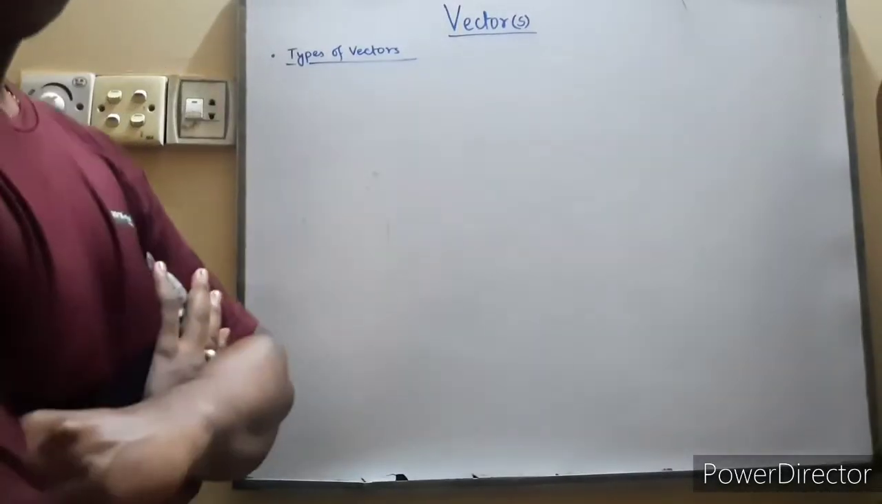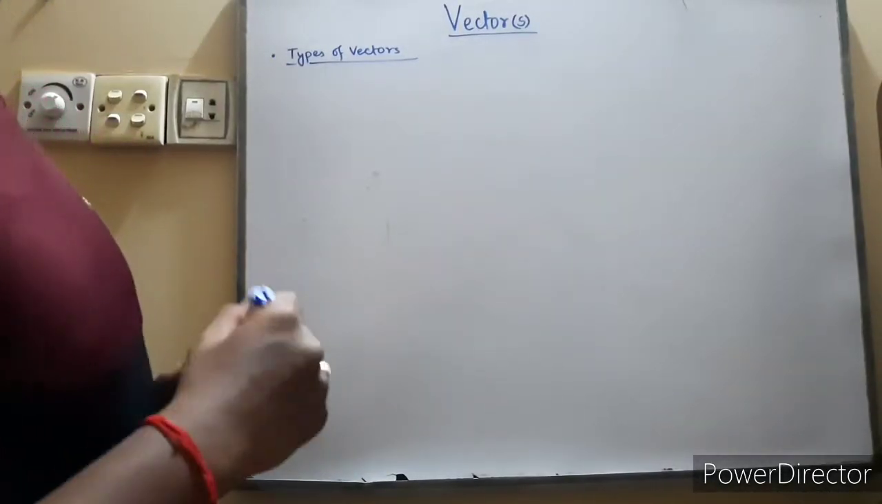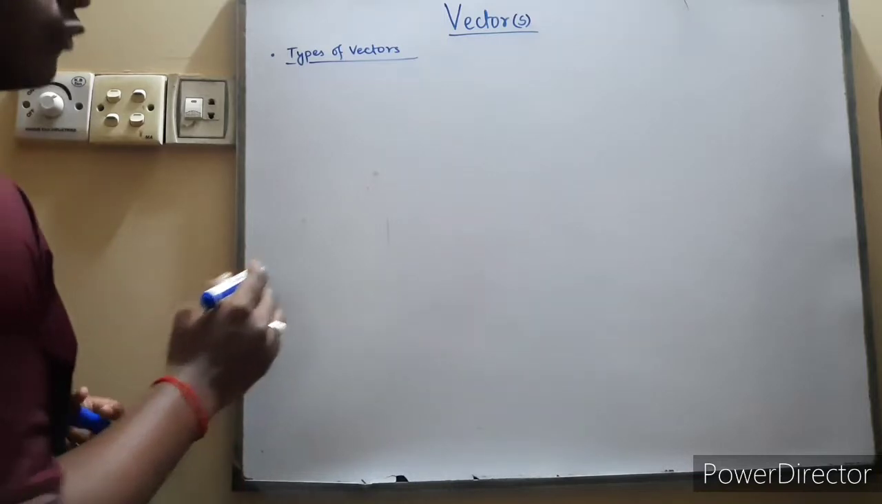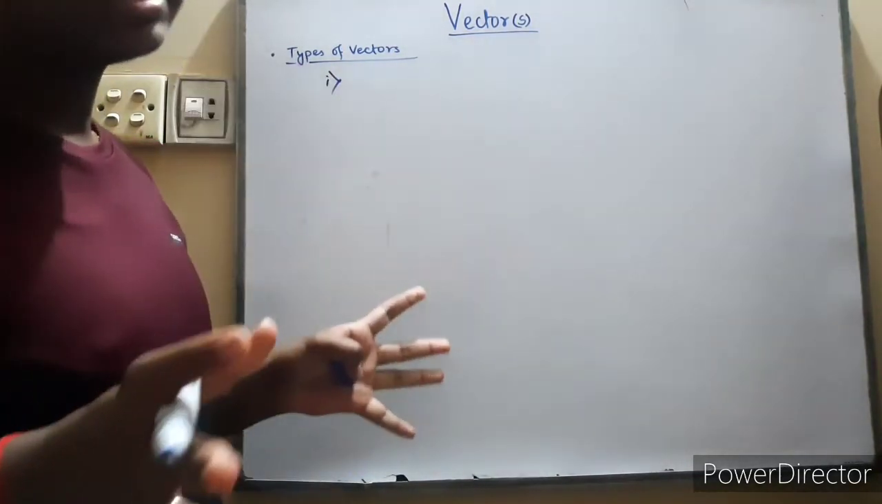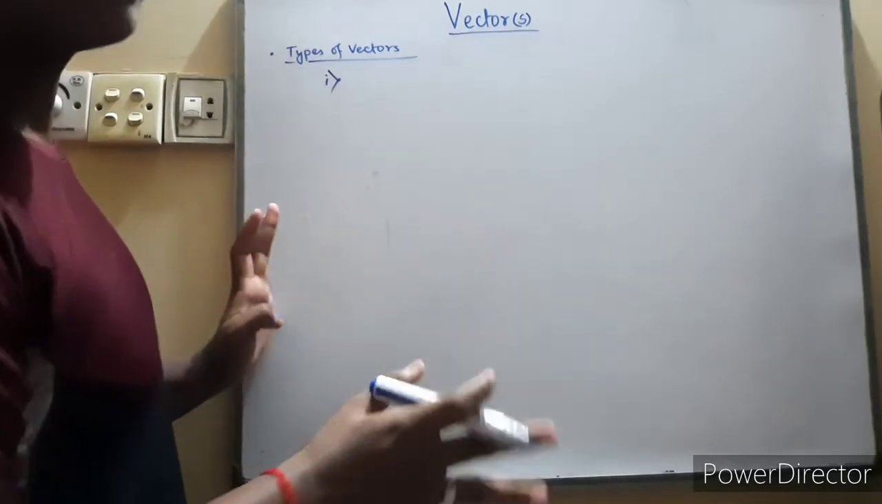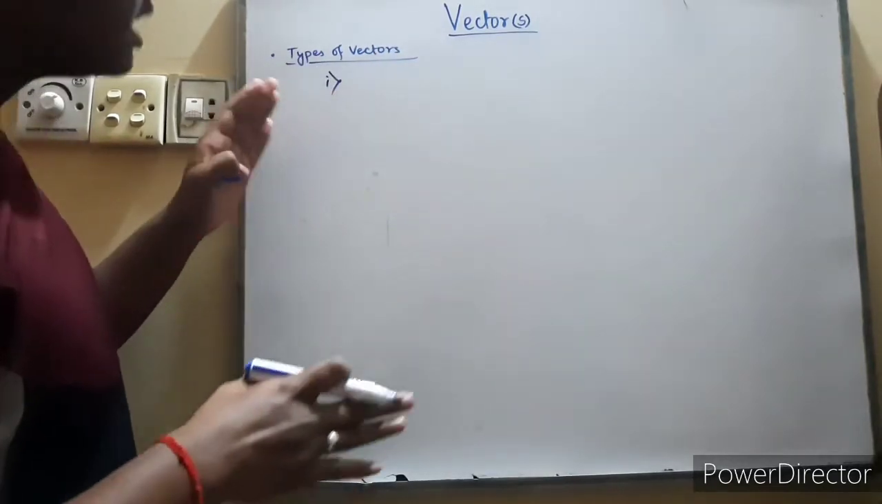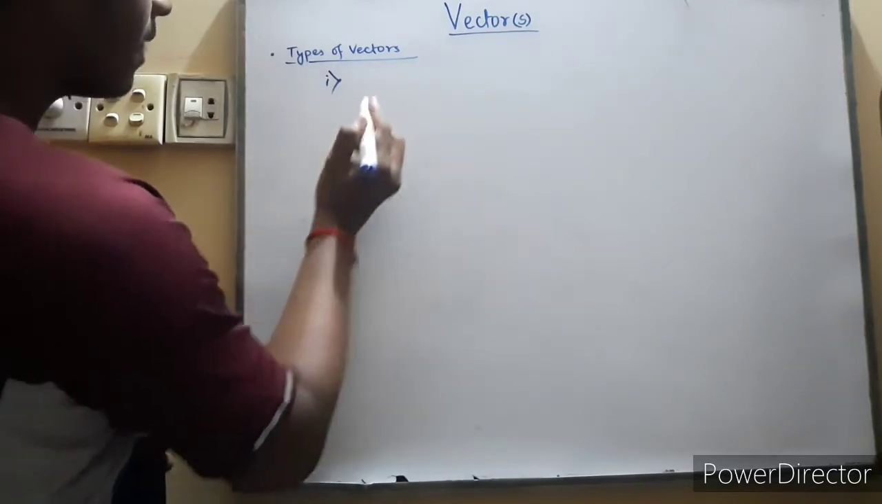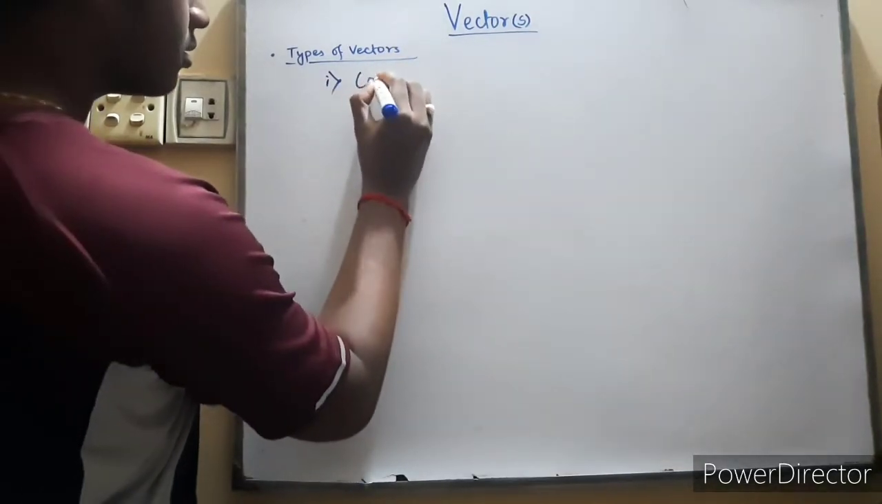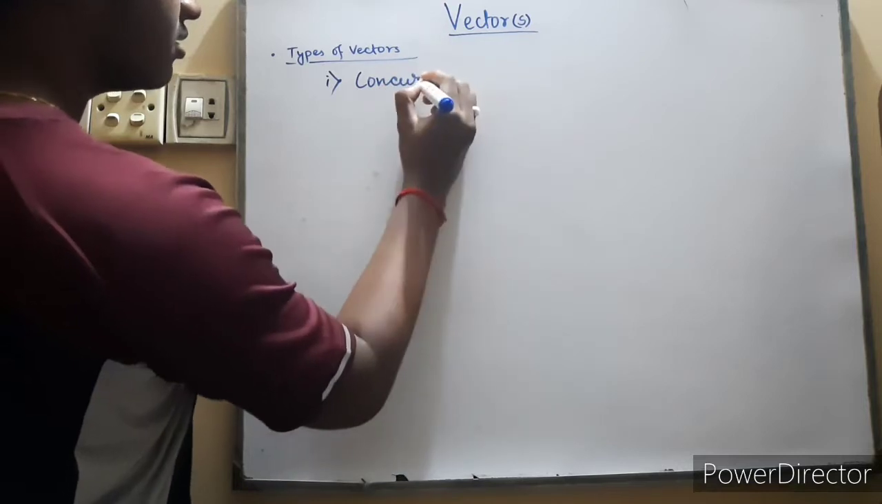Now we are going to discuss a few types of vectors which you need to remember for your exams. You need not classify each and every vector into one of these types, but you need to know what these words mean, what these groups represent. Okay, so the first one is concurrent vectors.